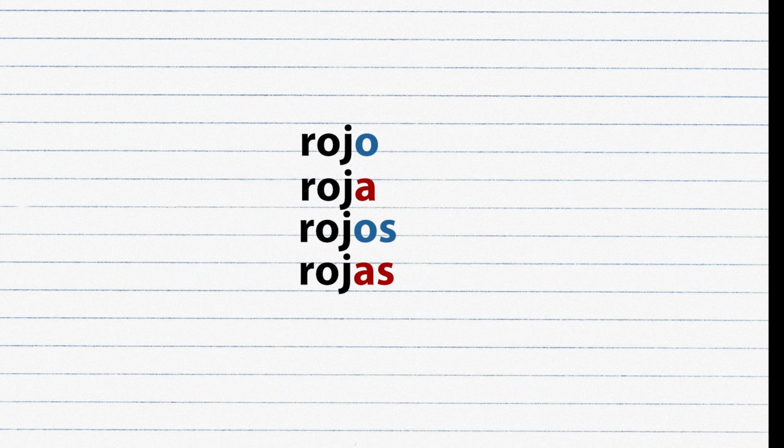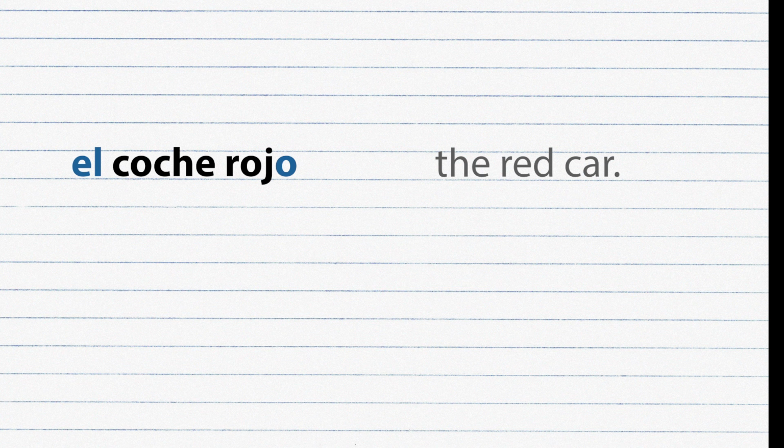Adjectives that end with the letter O have 4 possible endings in total. These adjectives must agree with the noun in gender and number. Take a look at this example again. We know the coche is masculine in Spanish because we use the definite article el. What if we use a feminine noun?